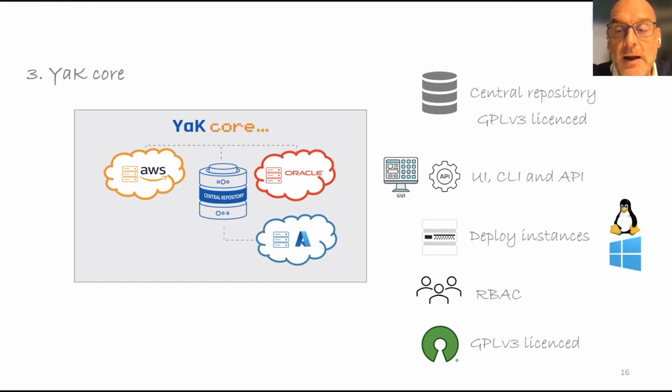You have a UI, a CLI, and an API. So you have, as I will show just after, a nice graphical interface to make your deployments. You have a command line interface, or you can directly make API calls with HTTPS. It allows you to deploy instances such as Linux or Windows, including the storage. So everything that you need before you install an application.